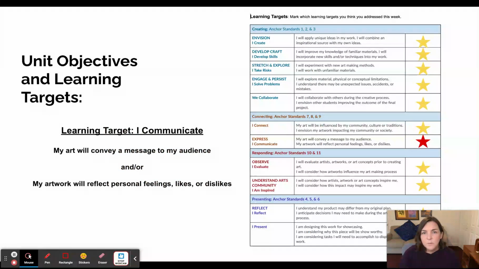The learning targets we're focusing on in this unit fall under the connecting standards. While this project gives you an opportunity to work on all of the learning targets, I want you to pay particular attention to the idea of communication, or how you express yourself in your artwork. Your goal in this unit is to think about how you can create a portrait that conveys a message, or a portrait that reflects your personal identity, your feelings, likes, or dislikes.